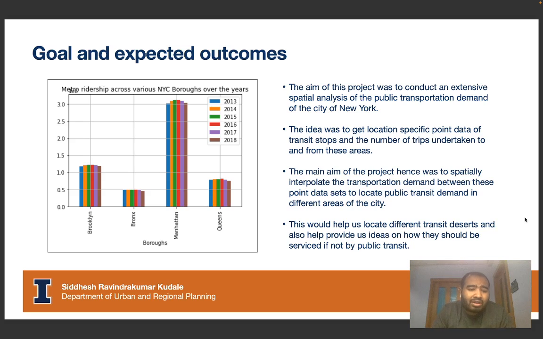So, this was just an overall idea of which borough has the highest ridership. So, we can see that Manhattan has the highest ridership. That also could be because of it being a city center. But let's see how we can go ahead with the data.